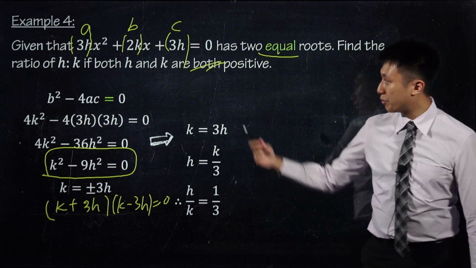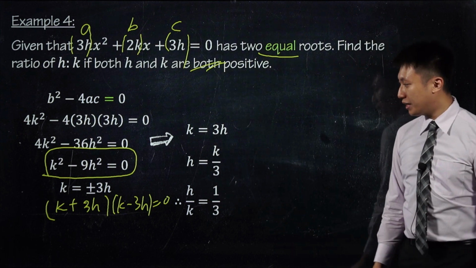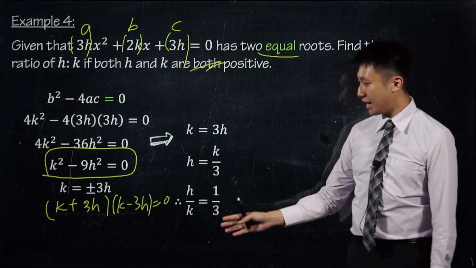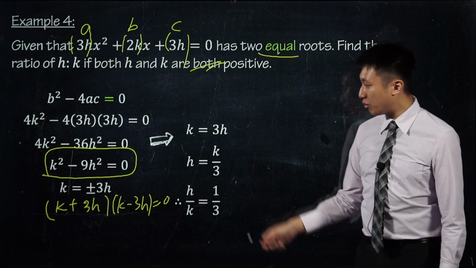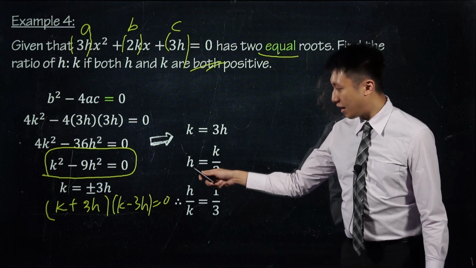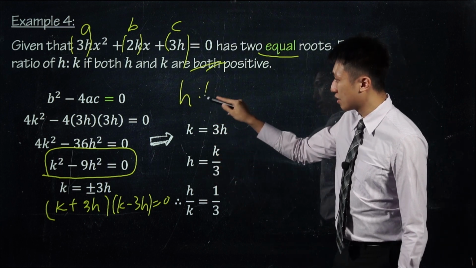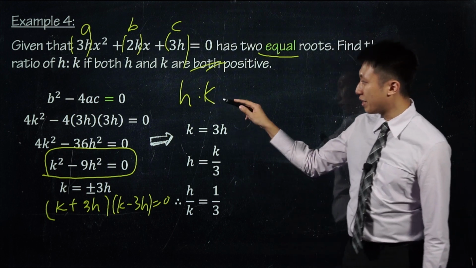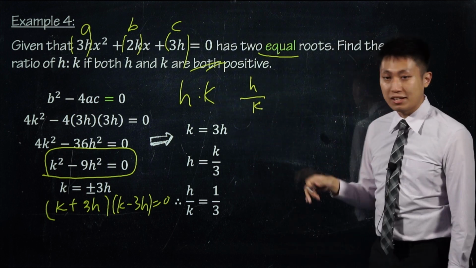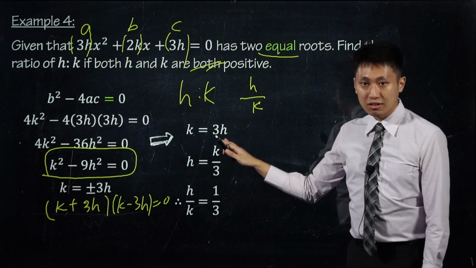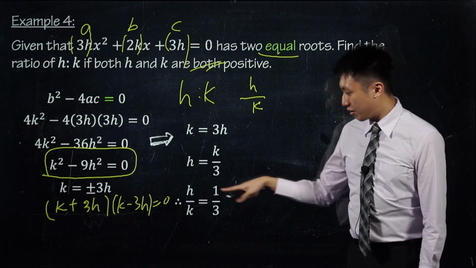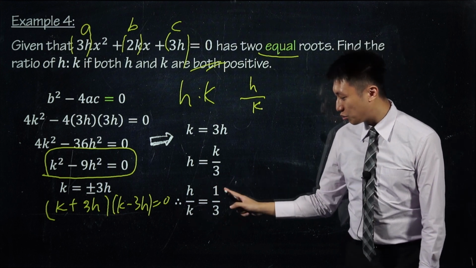But the thing is, we see both positive, right? Meaning that it can only happen when k is equal to 3h, right? But then we want the ratio. We want the ratio means we want h over k, so that we know the ratio. So we write this one, k equals this one. So what we do, we write it into h divided by k is 1 over 3.